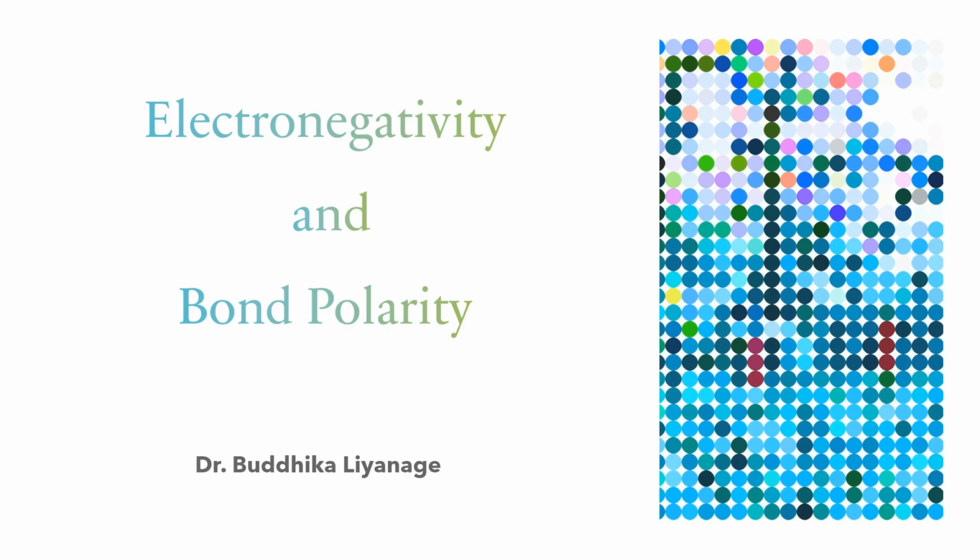So today's topic is electronegativity and bond polarity. Let's go and find out about covalent compounds, electronegativity and bond polarity. What is the meaning of electronegativity? Electronegativity refers to the ability of an atom to attract electrons in a chemical bond. Or simply we can say the favor for the electron.